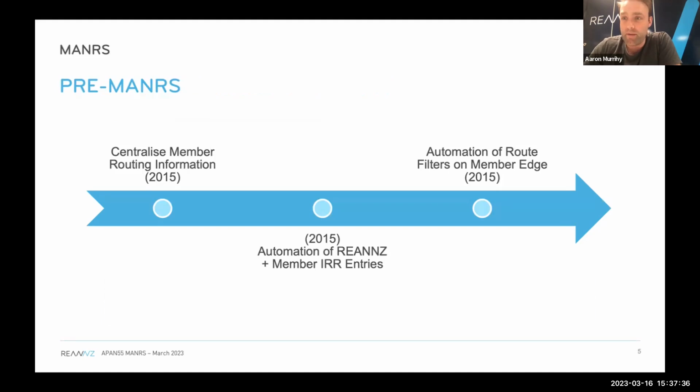We started off by automating our REANS and our member IRR entries. This was a requirement handed down to us at the time, gently nudged towards us by Arnett, who was providing our internet and NREN connectivity services. But it was a great step forward for us, so we were happy to implement that. And as soon as we had all of that information in our IP address management database, it became very easy to start automating our route filters on the member edge as well.